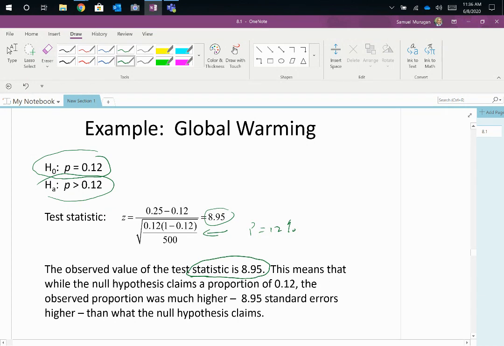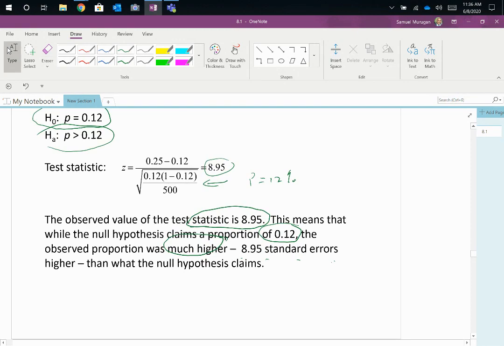This means that while the null hypothesis claims a proportion of 0.12, the observed proportion was much higher, 8.95 standard errors higher than what the null hypothesis claims.